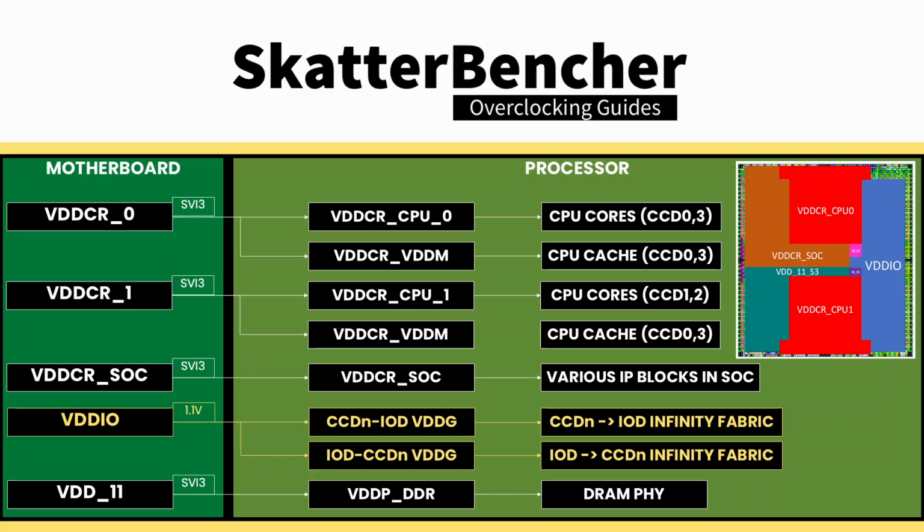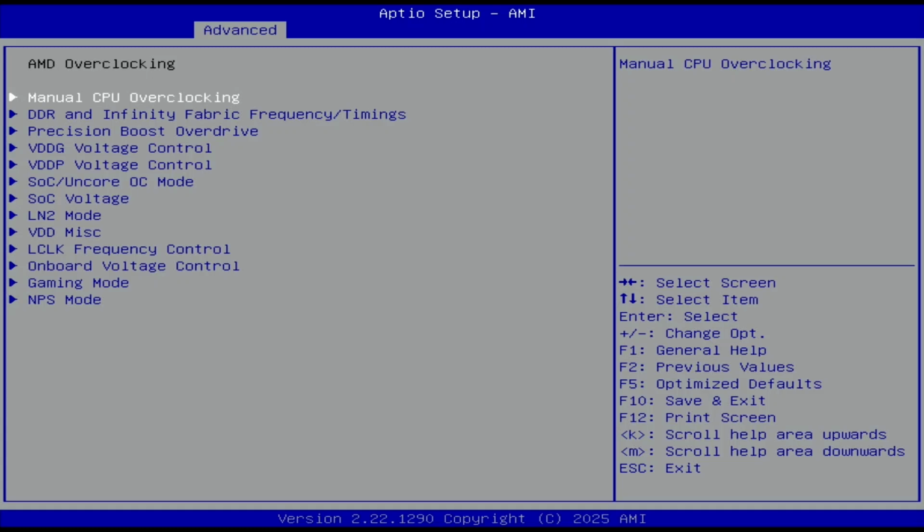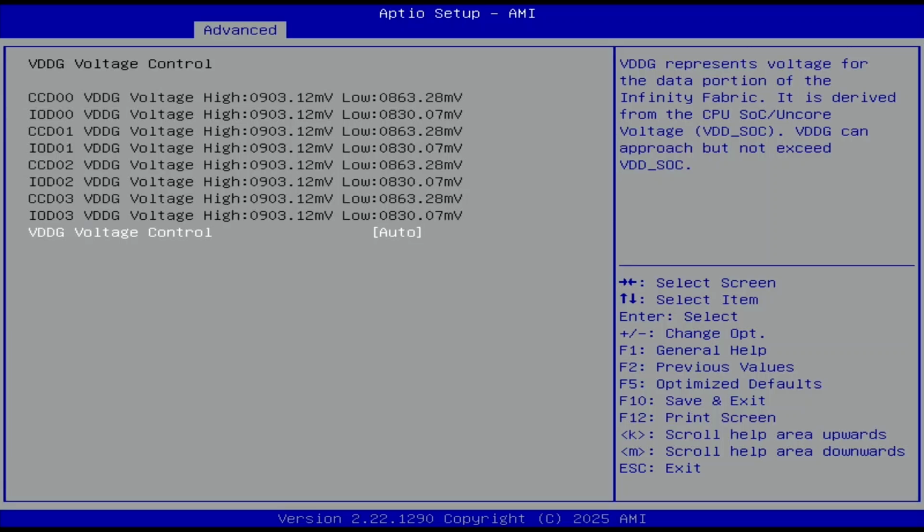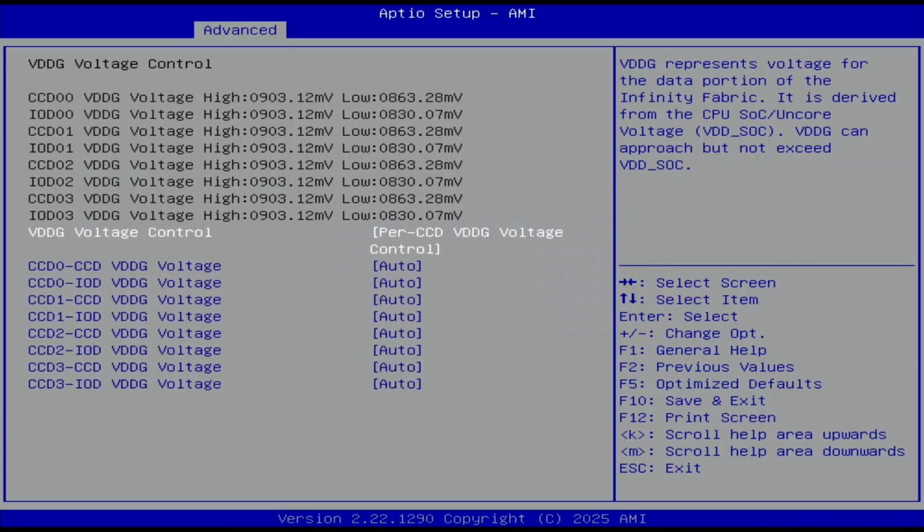Speaking of the voltage, the Infinity Fabric voltage is provided by the VDD-G voltage supply, derived via an integrated voltage regulator from the VDD-IO voltage rail. There's a total of 8 VDD-G voltage rails available for manual adjustment.